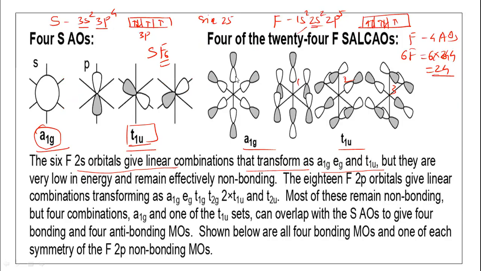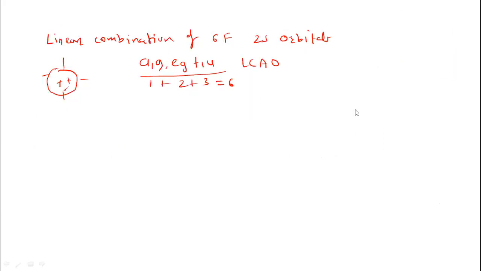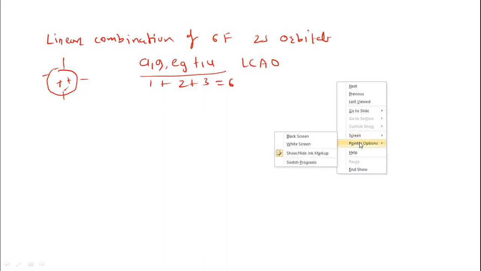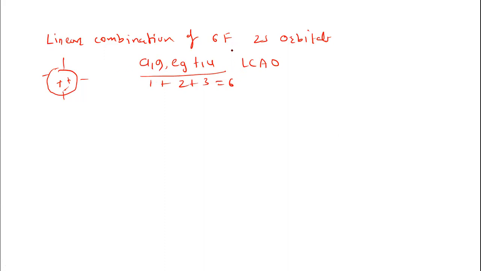So see here, the linear combinations transform as A1G, EG, and T1U, but they are very low in energy and remain effectively non-bonding. This is also a new thing. Can you give me the answer why they remain non-bonding? Anybody? Yes, these orbitals remain non-bonding and do not participate in the bonding.